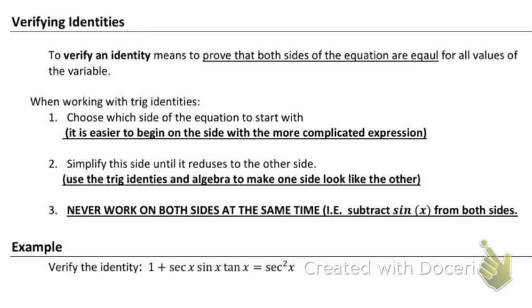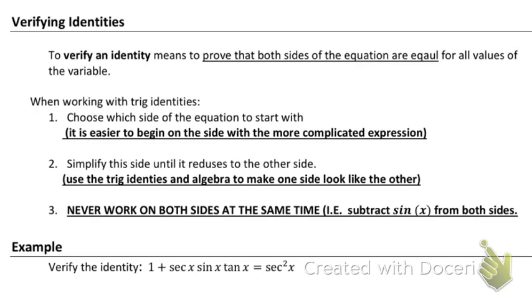To verify an identity means to prove that both sides of the equation are equal. So you're going to show both sides of that equation are equal. But there's a few rules that you need to follow. When working with trig identities, choose which side of the equation to start with. You're just going to pick one side and work on that side until you get down to a stopping point or they're equal. It is usually easier to start on the more complicated of the two sides, and I'll show you what I mean in a second. It says simplify this side until it reduces to the other side.